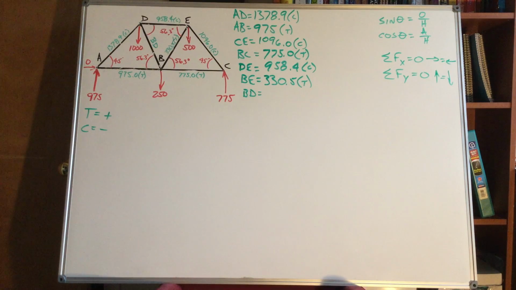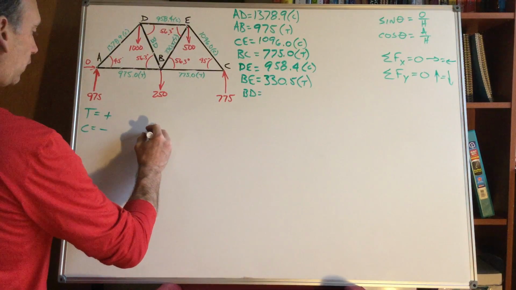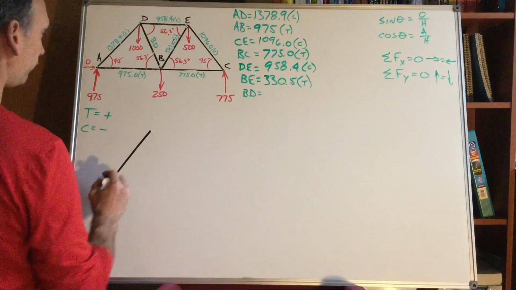Joint D actually has 3 members on it and then 1 external force. Joint B has 4 members at that joint plus 1 external force. So I generally try to choose the one that has the least amount of variables associated with it. So we're going to isolate joint D. Again, like we did for all the others, we are going to redraw our free body diagram.